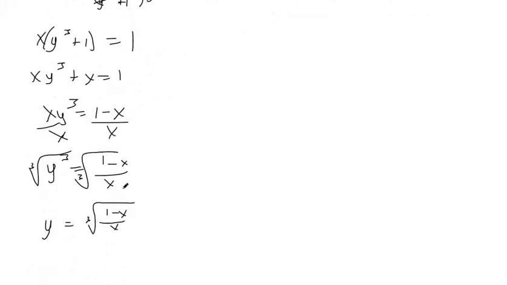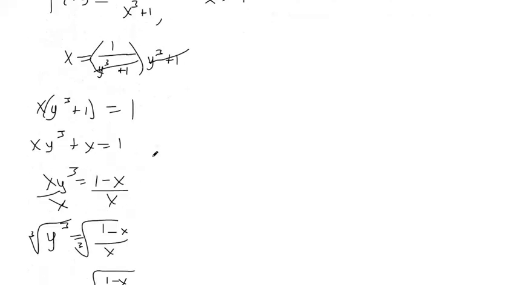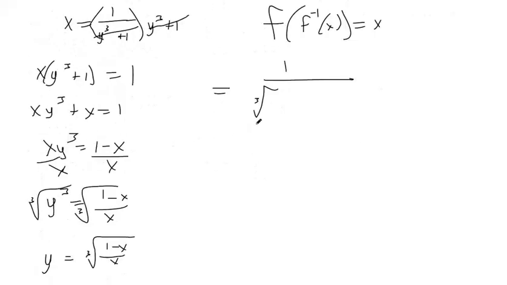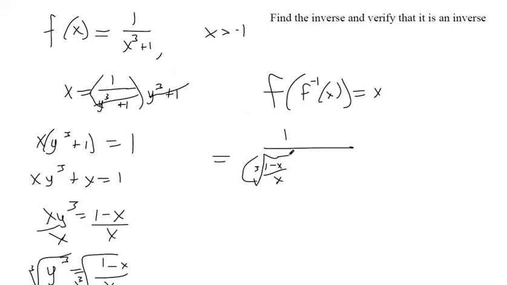And then to verify it's an inverse, you have to plug this back into the original function, because an inverse, if it's substituted into the original function, so this is inverse notation, should give you the identity. It should give you x. So if I'm going to plug my inverse in back here, my inverse was the cube root of 1 minus x over x. And that's all being cubed.